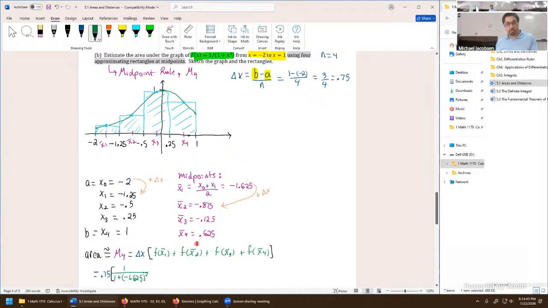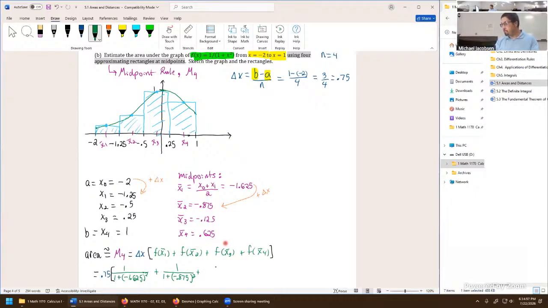Now we go to the next term, look up the x bar 2, look up the f of x function, add 1 over 1 plus negative 0.875 squared, and rinse and repeat.